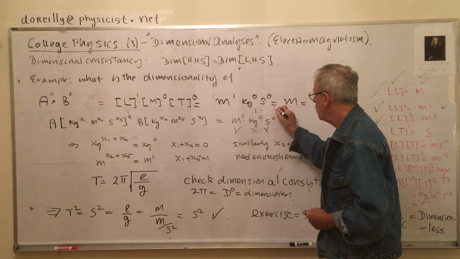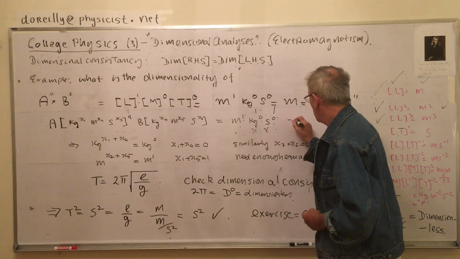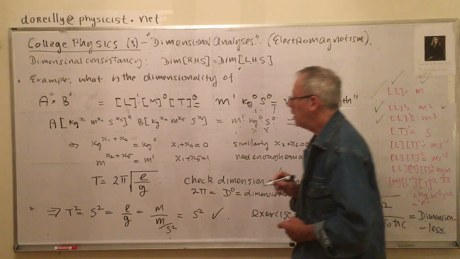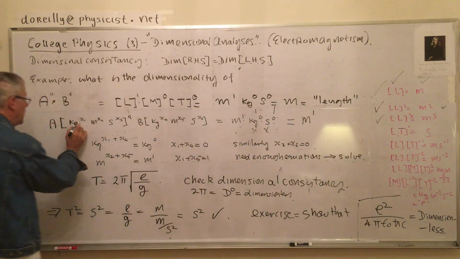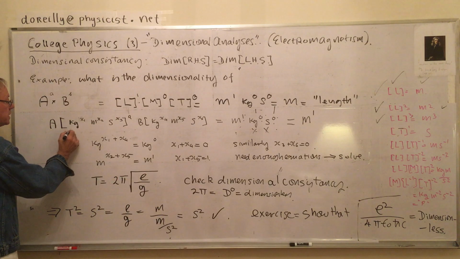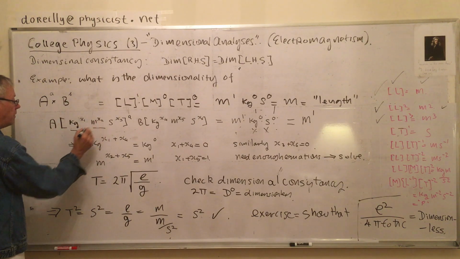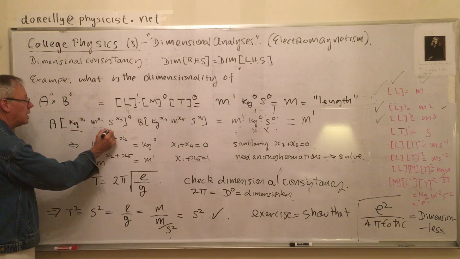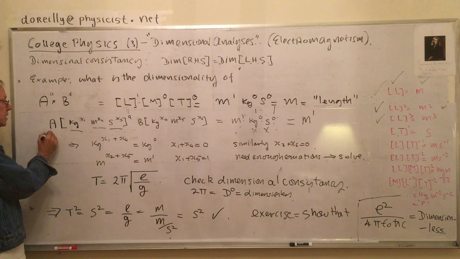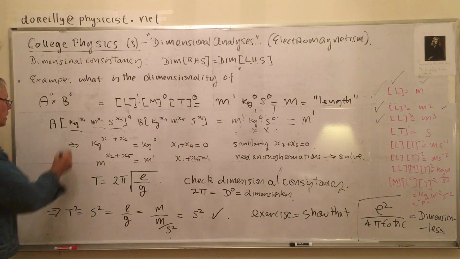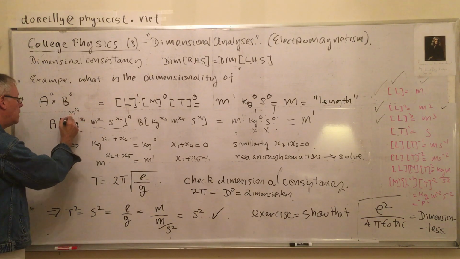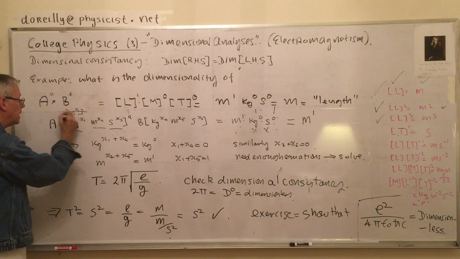This is going to be 1, and we're going to end up with something of dimension length to the power of 1. So we put in the various quantities. Let's say kilograms to the power of x1 is the dimensionality of A in terms of mass. Meters to the power of x2, the dimensionality in terms of length for A. And seconds to the power of x3, the dimensionality of A in terms of time. In other words, that would be mass to the power of x1 in traditional notation, but we're not using that notation.